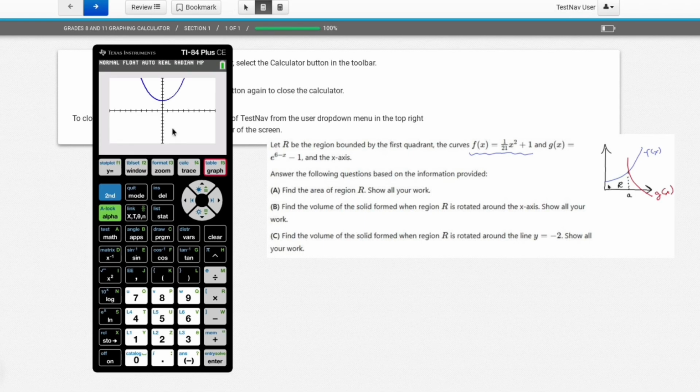And we're going to integrate between 0 and that 4.861 number. So second, calc, integral, which is 7, lower limit is 0, upper limit is 4.861, and with that we end up getting the number 38.594.